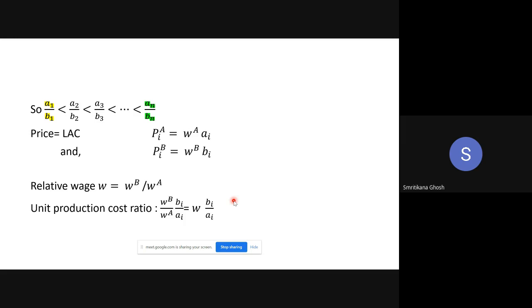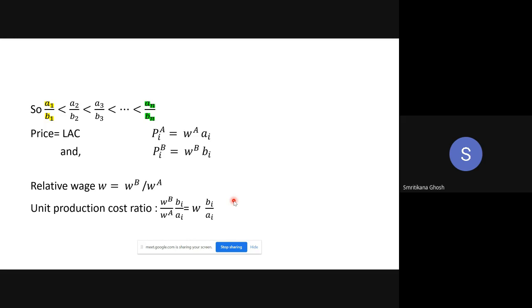So what does it mean? You can produce commodity 1 in country A at relatively cheaper cost. The unit labor cost is lower, that means you can produce 1 unit of commodity 1 in country A at a cheaper cost as compared to country B. And as you are producing at the lower cost, you can sell it at the lower price. So country A should produce commodity 1. Commodity 1 should not be produced by country B because its cost of production is higher.